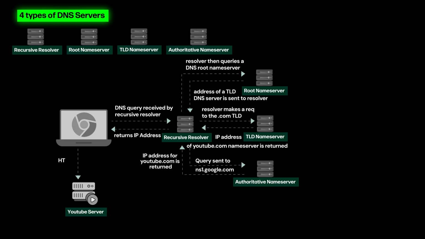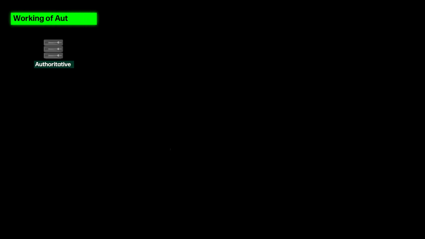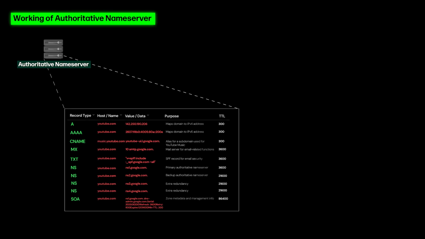Then finally, the browser makes an HTTP request to the IP address, and the server at that IP returns the web page to be rendered in the browser. Now, let's take a closer look at how records are configured on an authoritative name server.